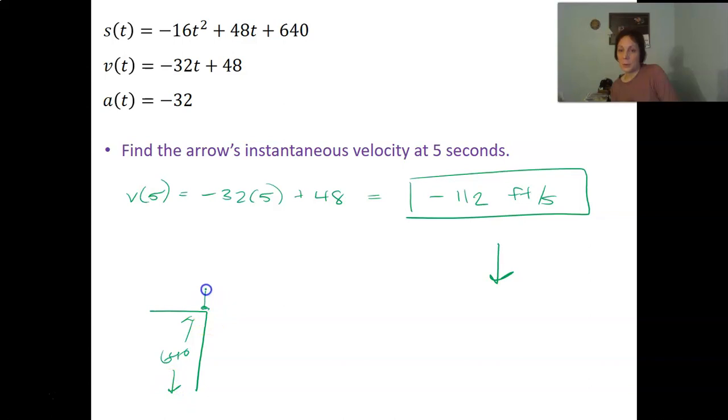Left here at 0, it went up and then came back down. That 5 seconds must be somewhere in here on the way down. By 5 seconds, it's on its way down.